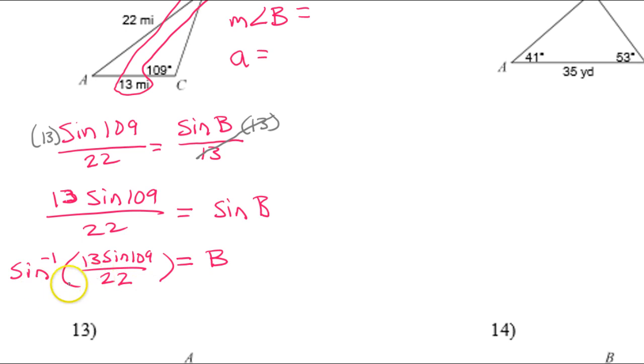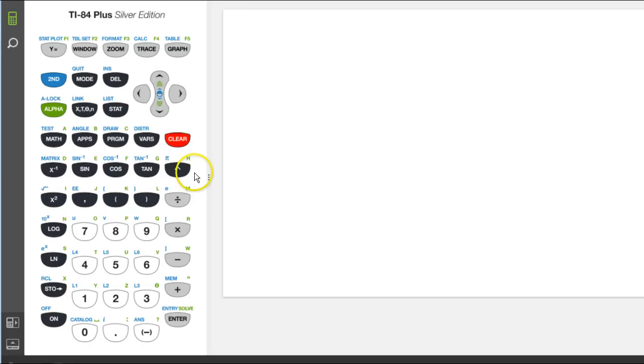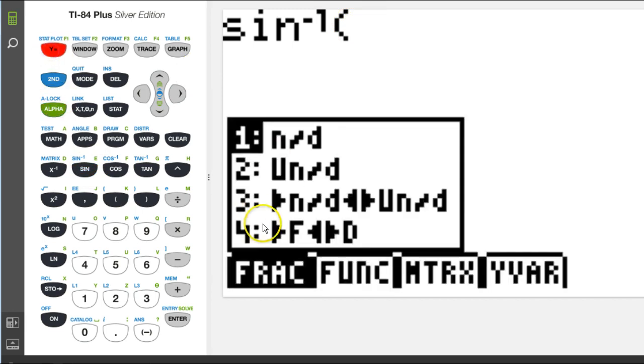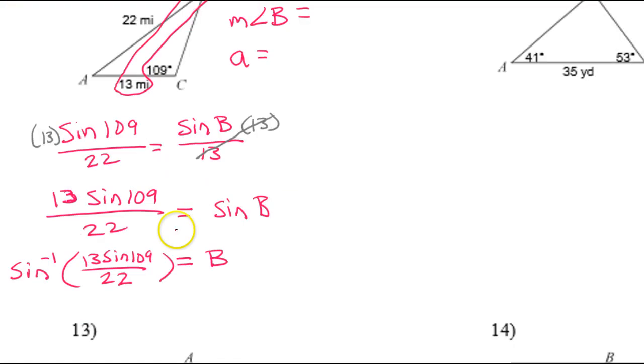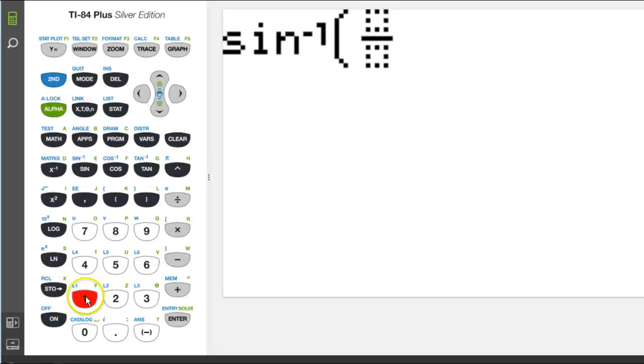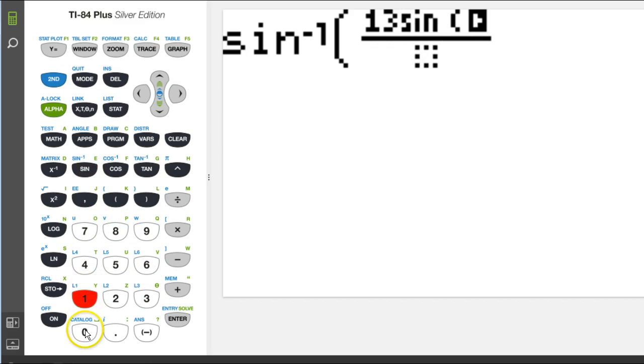So that's what I'm going to do. All right, I am not showing the calculator for every problem, but I think I'll go ahead and show my calculator steps this time. So if I want the inverse sine, I'm going to do second sine for the inverse. Then I really need a fraction in here. So I'm going to hit alpha y equals and just hit enter for option number 1. Now I've got fraction going. So I need 13 sine 109. And that was over 22, I believe.